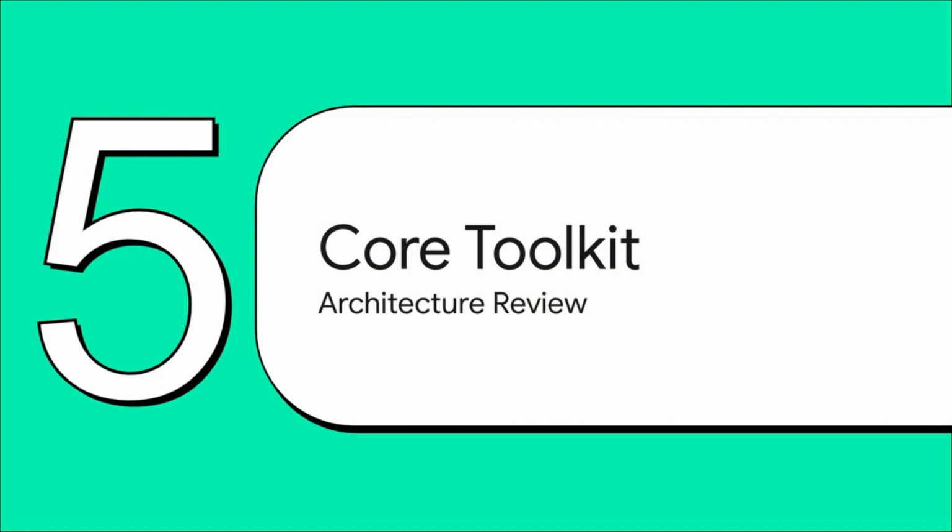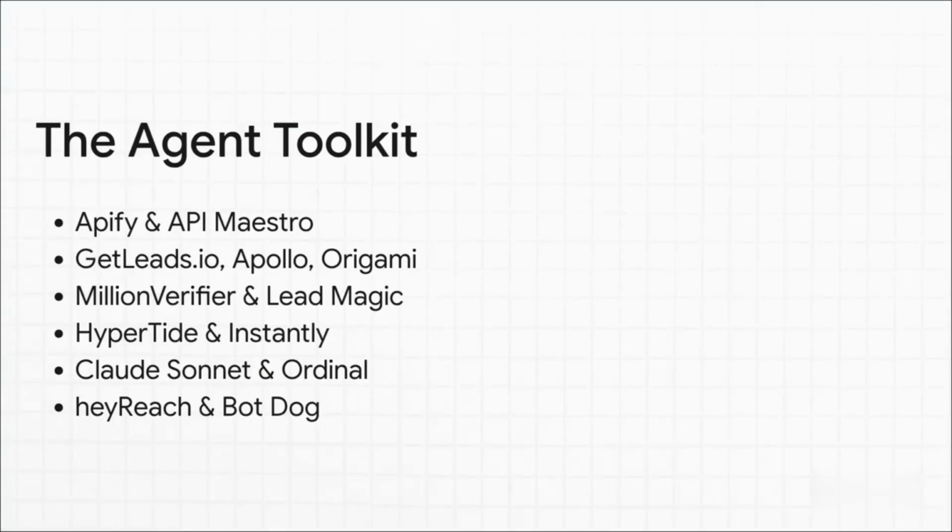Phase 5, Core Toolkit and Architecture Review. Let's do a strict, unsummarized, rapid-fire review of the exact stack you need to build these pipelines. For scraping, Apify and API Maestro. For the enrichment waterfall, GetLeads.io, Apollo, Origami, and Prospeo. For verification, Million Verifier and Lead Magic. For your email infrastructure, Hypertide at $100 a month and Instantly at $97 a month. For the organic engine, Claude Sonnet for writing and Ordinal for scheduling. And for LinkedIn DMs, HeyReach and BotDog. All of this can be hosted on servers like Railway or connected to data pipelines like ClickHouse.